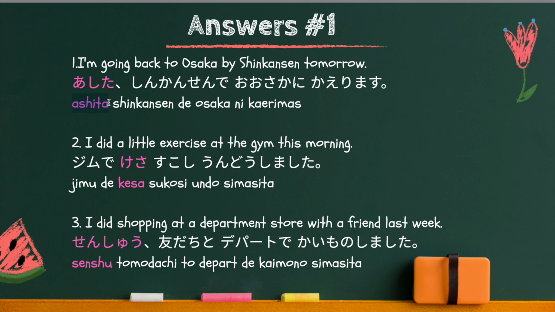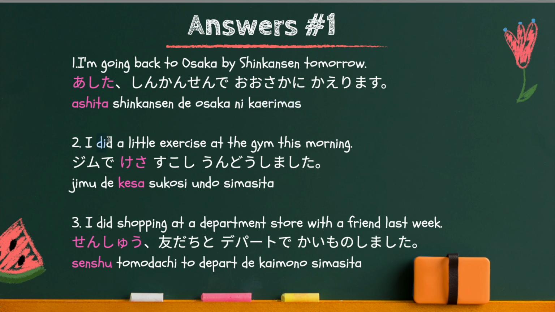And once again, order doesn't matter. So any order is okay. For example, 新幹線で明日大阪に帰ります。That works too. Or 明日大阪に新幹線で帰ります。Any order is okay, as long as the verb is at the very end and you mark each word with a correct particle.